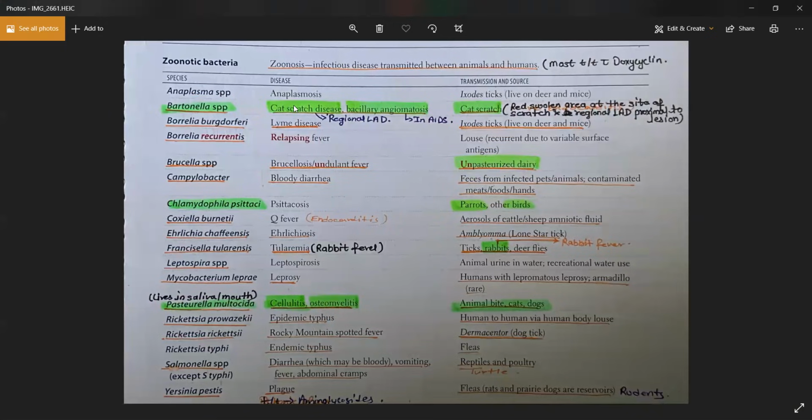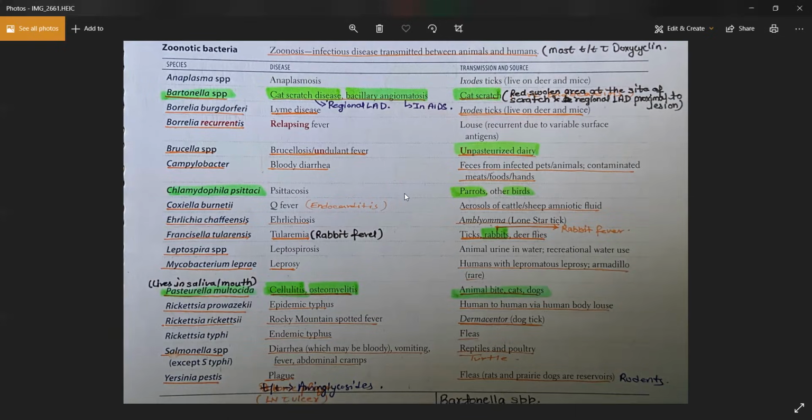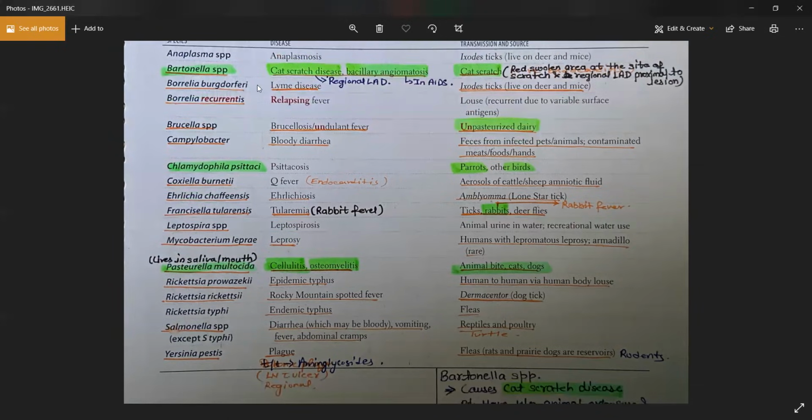Then comes the Borrelia, Lyme disease. We already discussed this, Ixodes. Okay, then the Borrelia recurrentis, it causes a relapsing fever. You will get the fever, then some time of relapse, and you will again get the fever, then relapse, then fever, then relapse. So a relapsing, re-emerging type of fever you will get in Borrelia recurrentis, and you will acquire this infection from the louse. Okay, I've never encountered any question on this.